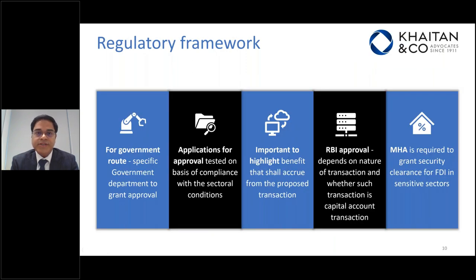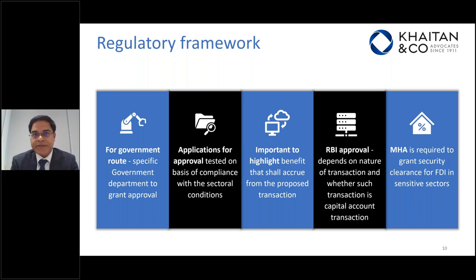Now, in terms of the policy framework, as I mentioned, certain sectors require government approval. The onus to give such approval is given to the nodal ministry, which is actually regulating the sector. So for example, if investment is coming in the pharmaceutical sector, then it will be the Department of Pharma, which comes under the Ministry of Health and Family Welfare. They will be giving the approval.